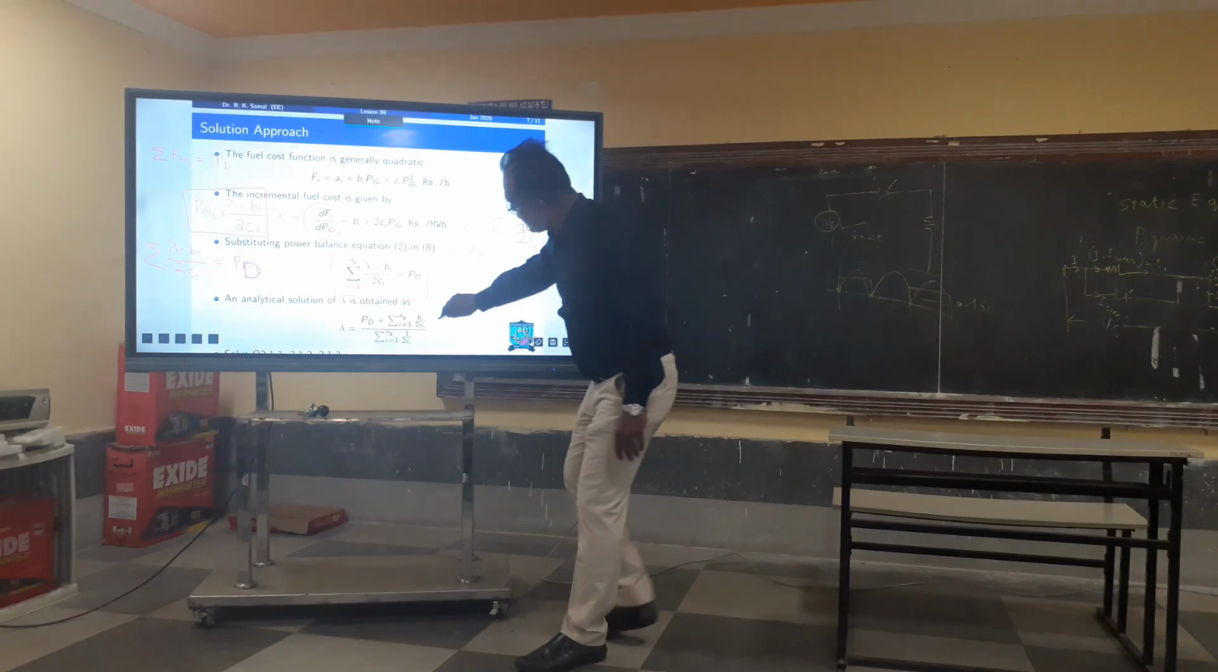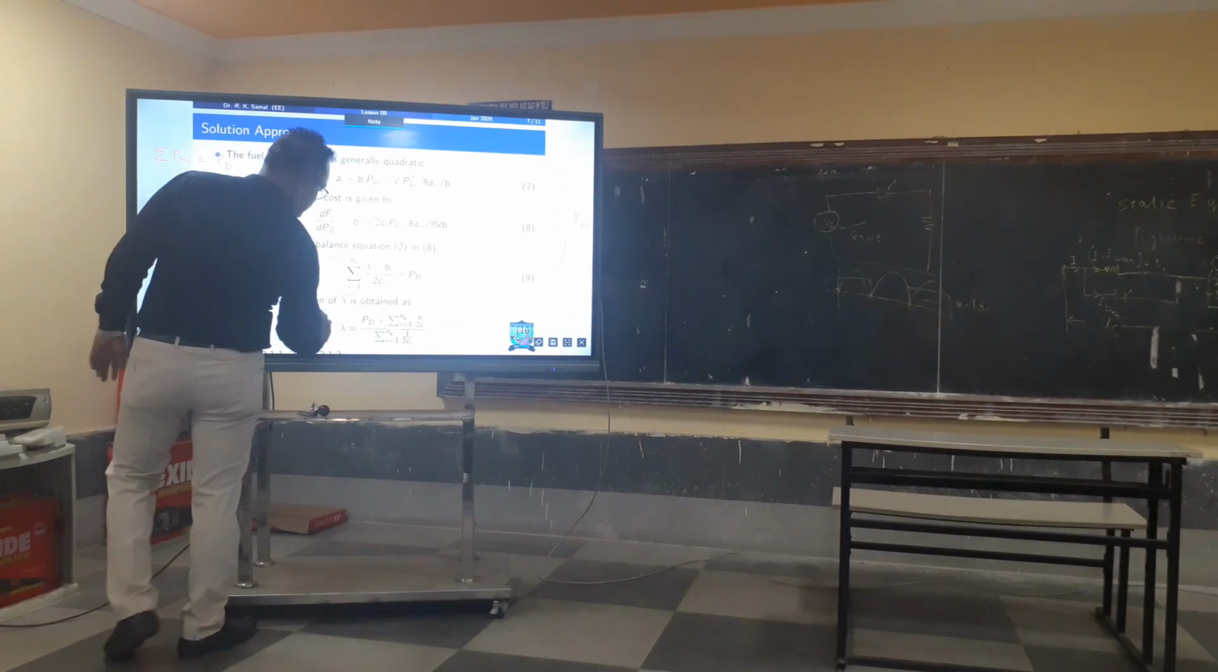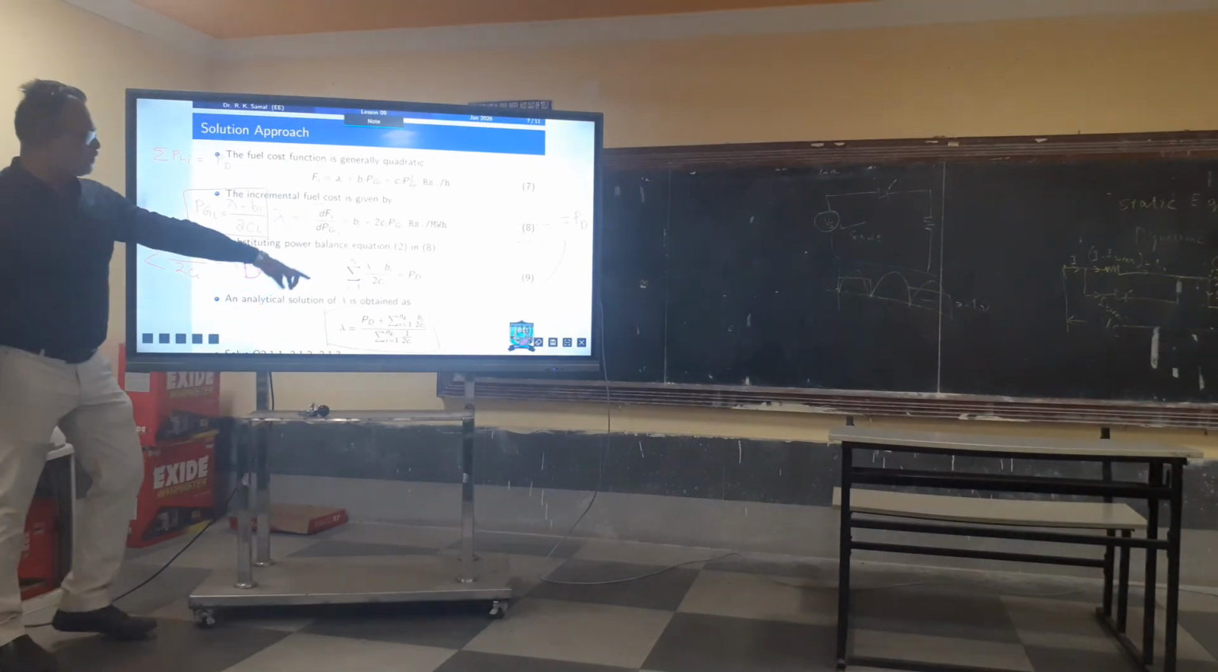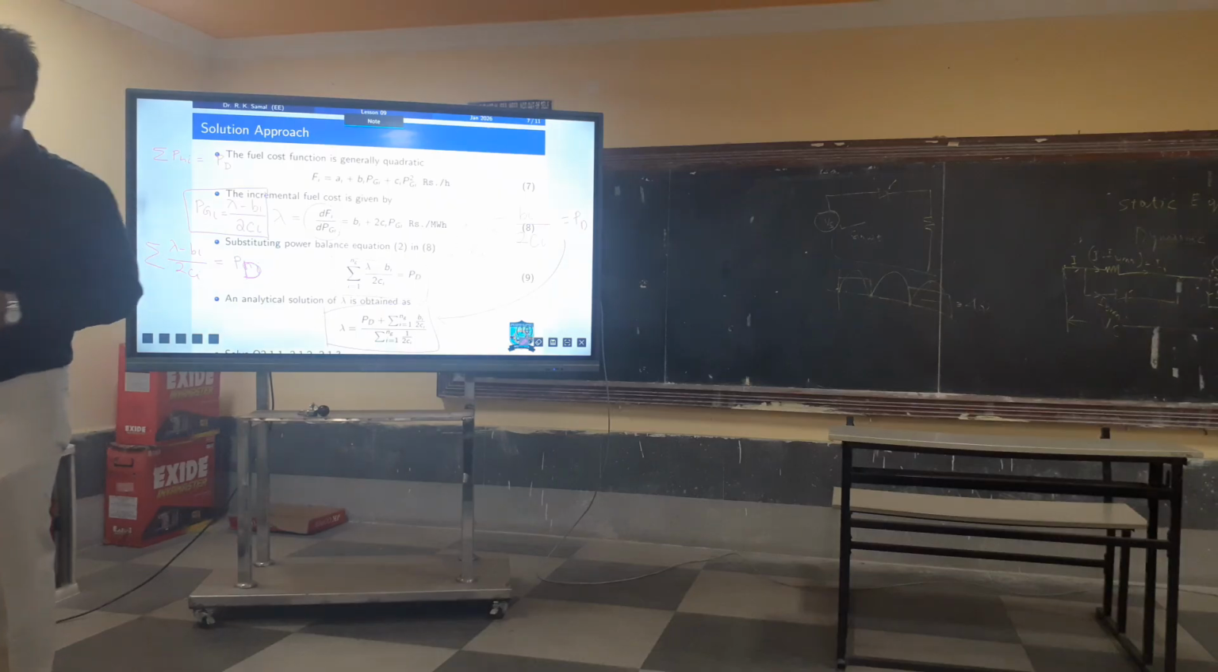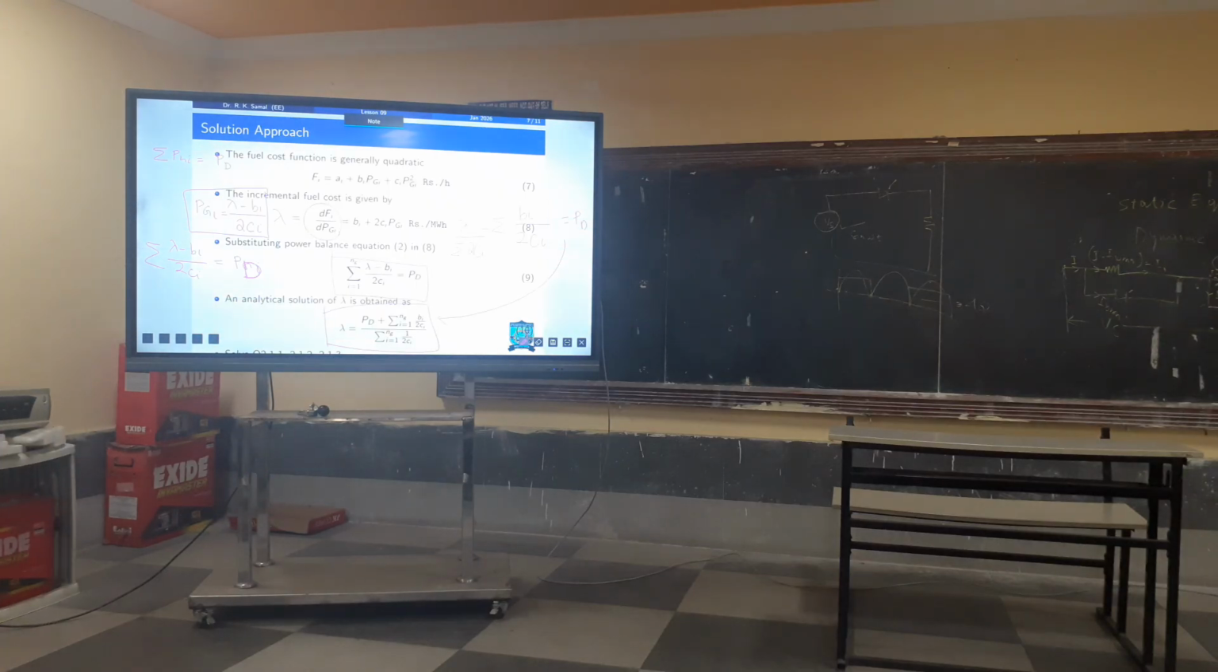Now from here we can get this equation. Write down this equation. Lambda is PD plus summation Bi by 2Ci divided by summation 1 by 2Ci. Next you are going to use that equation to solve the economic dispatch problem. Write this equation, the last equation, equation number 10, all of you write. Lambda equals PD plus summation 1 to Ng of Bi by 2Ci divided by summation 1 to Ng of 1 by 2Ci. Done?